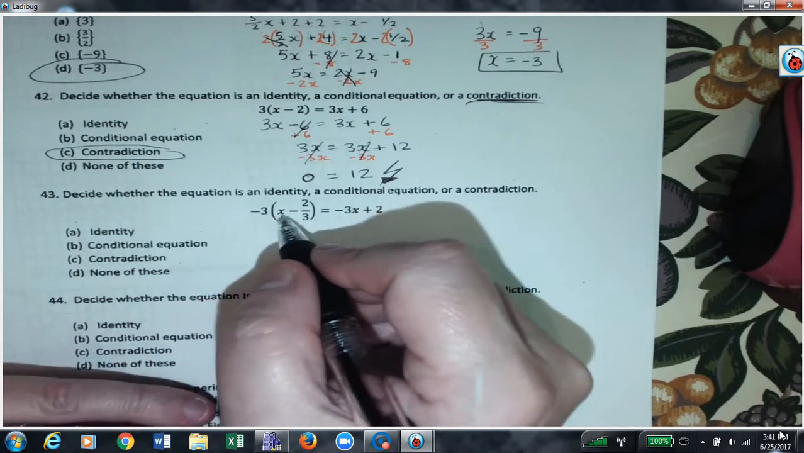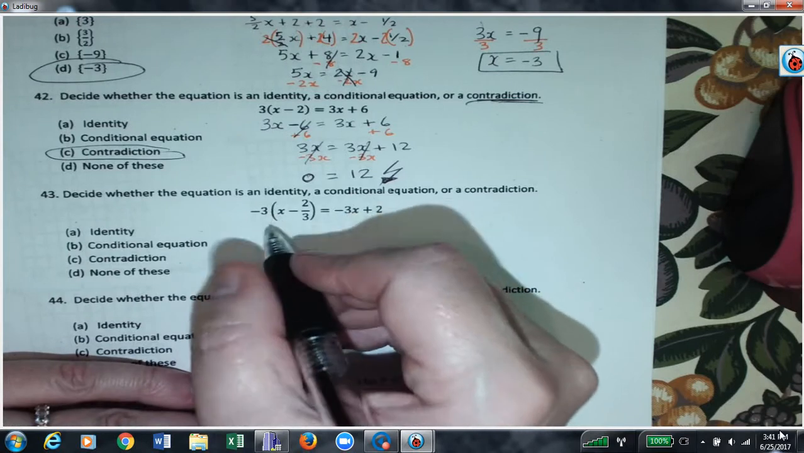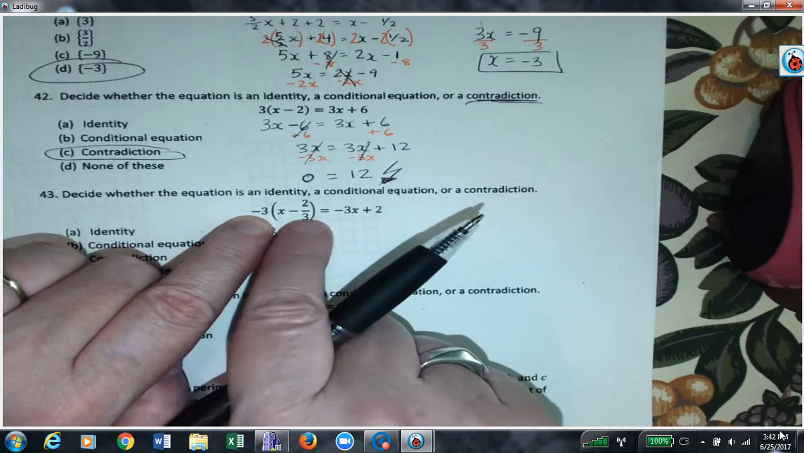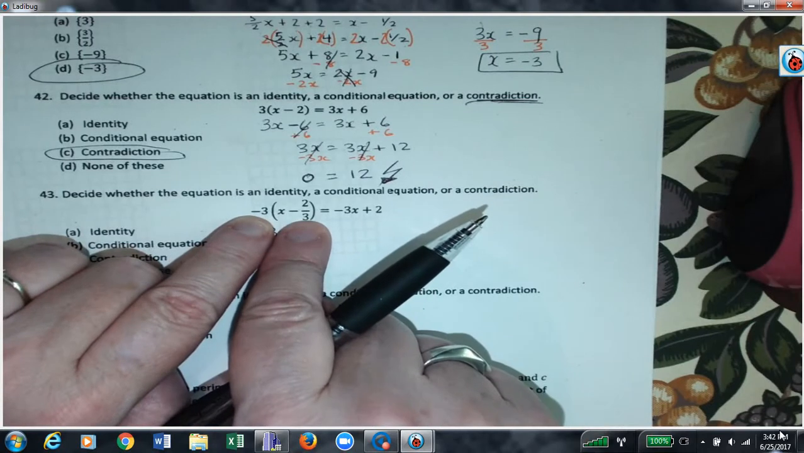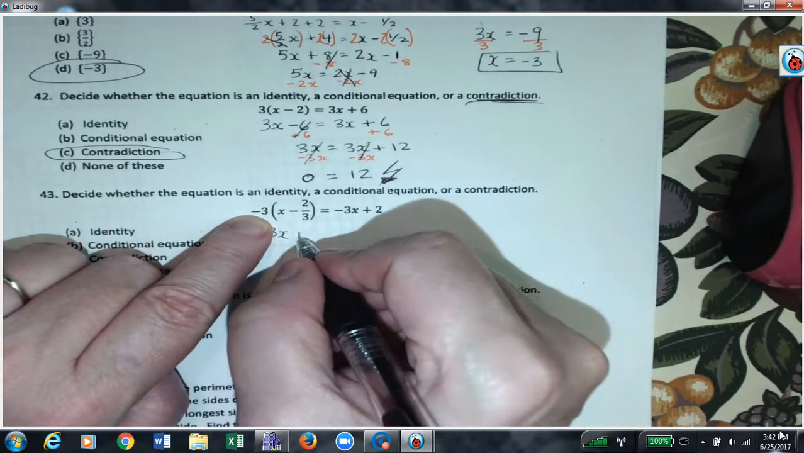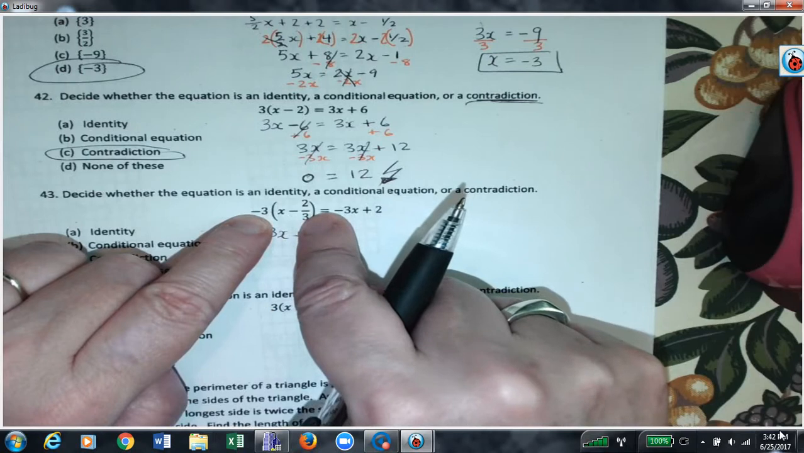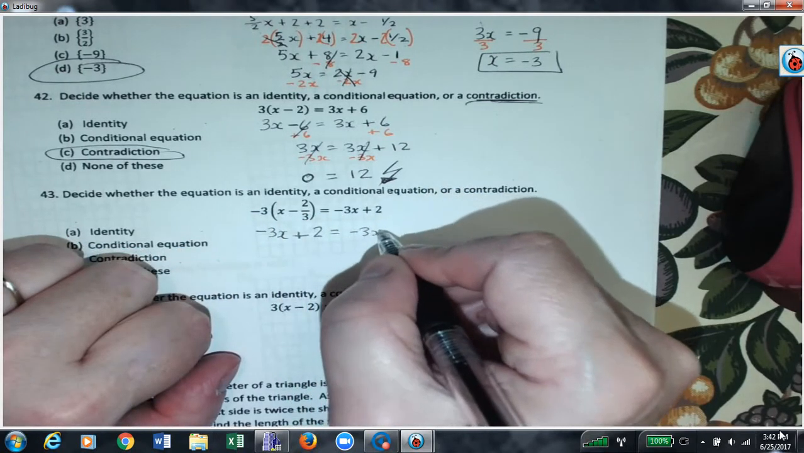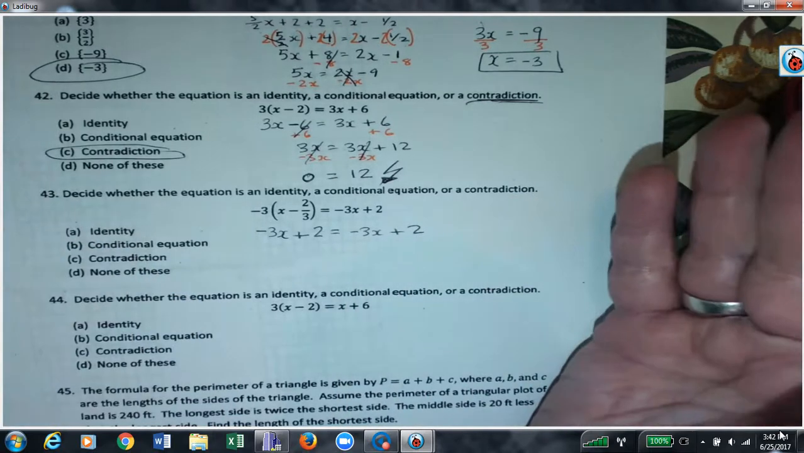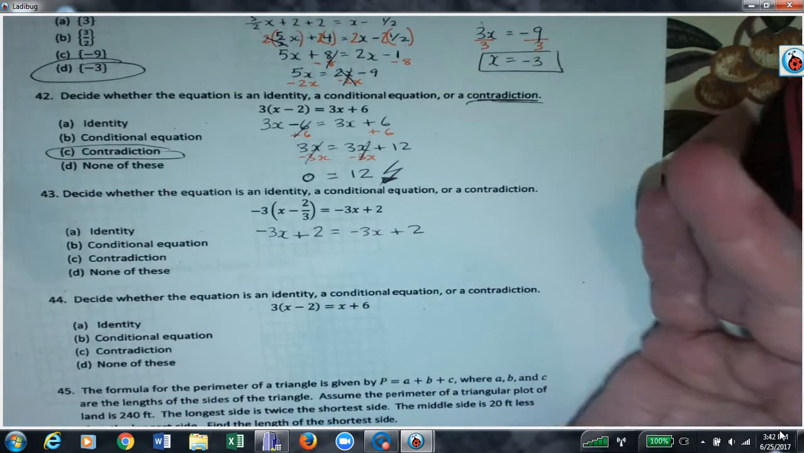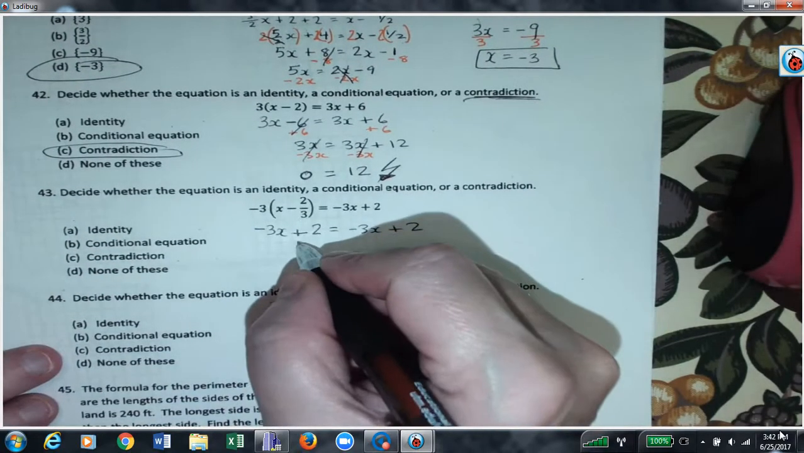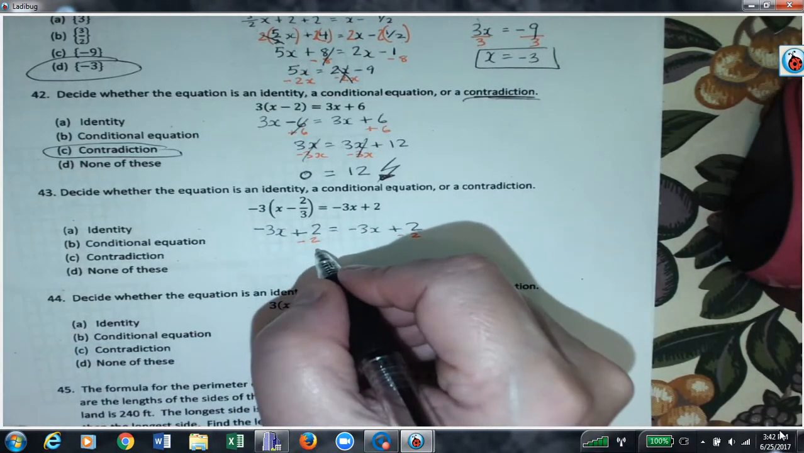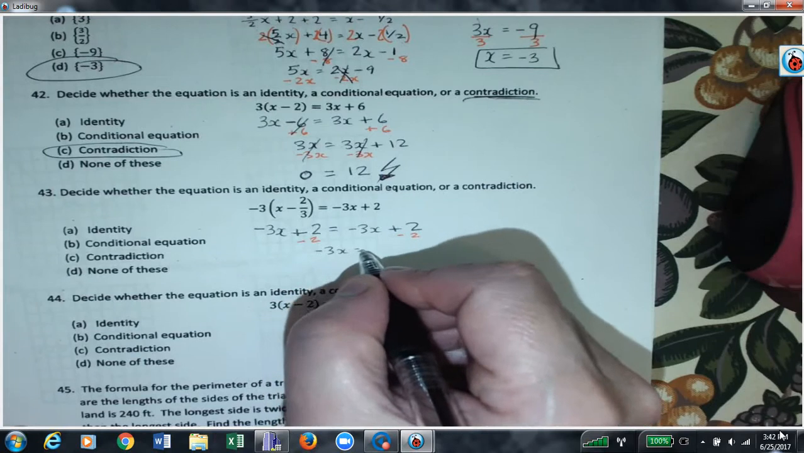I have to get rid of the parentheses, so distribute the -3 through. -3 times x is -3x. Now, when I multiply -3 times -2/3, well, first of all, the negative sign goes away, and the 3's will cancel. 3 times 2/3 just leaves me with 2. And I've got exactly the same thing on both sides. So, you can keep going if you like. I'll subtract 2 from both sides. And I'm left with -3x equals -3x.